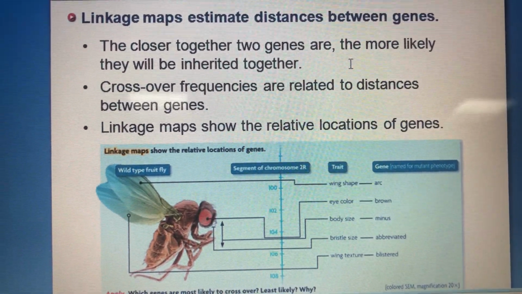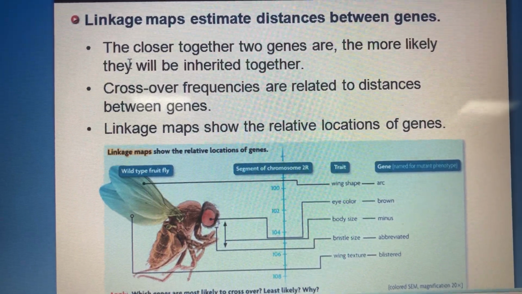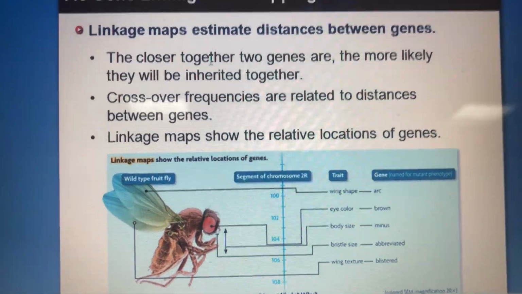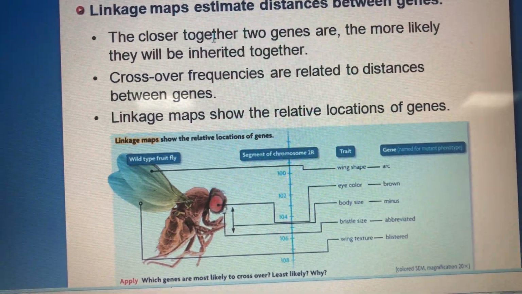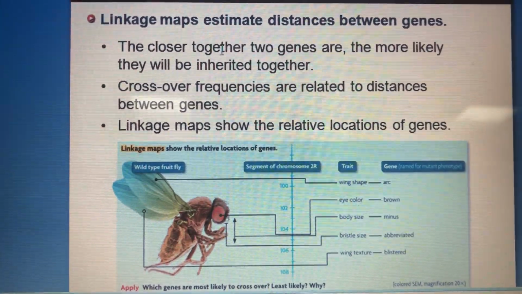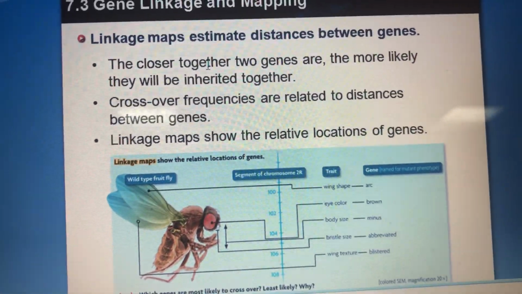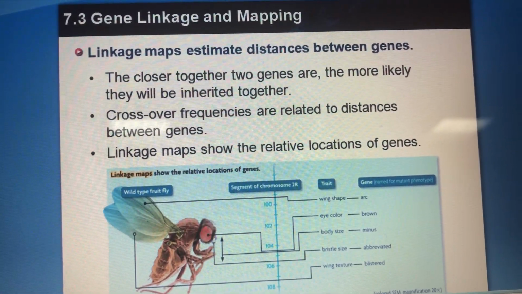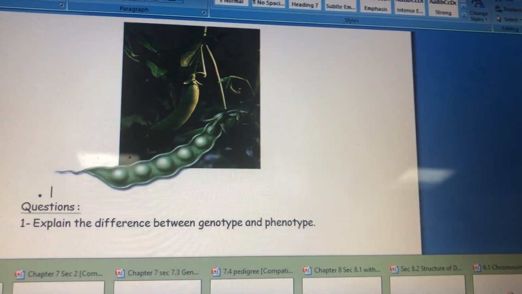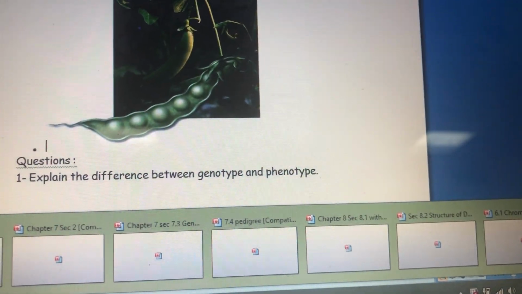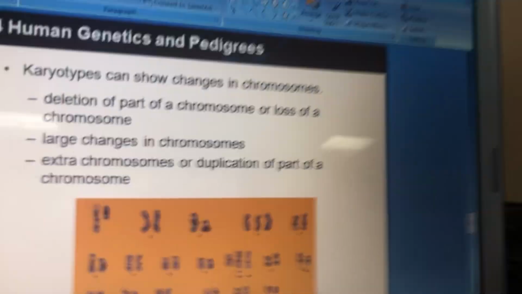And the main important point you have to know here about linked genes is that the closer together two genes are, the more likely they are to be inherited together. But not all the time are these two linked genes inherited together. Okay? Now we finished chapter 7 till section 3. Let's go to section 4.